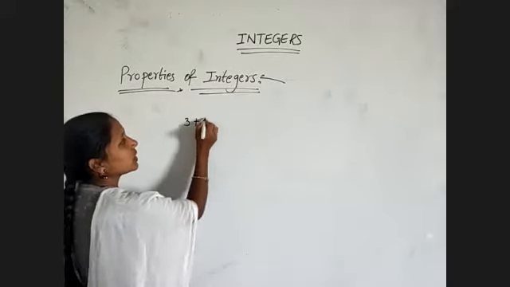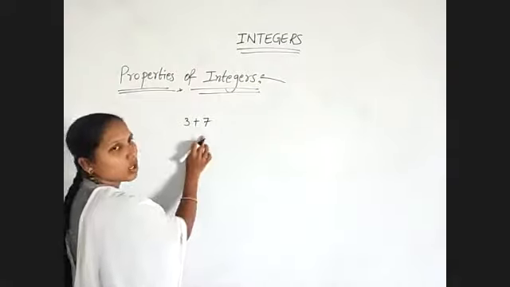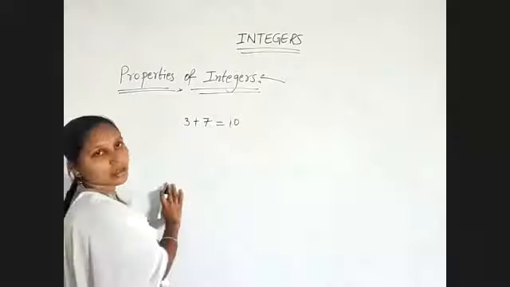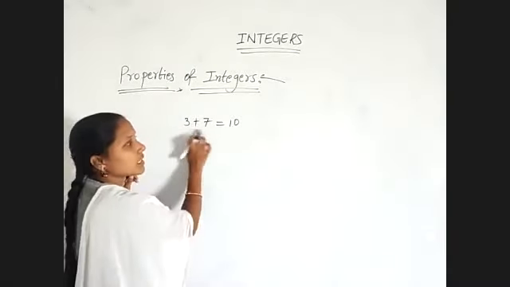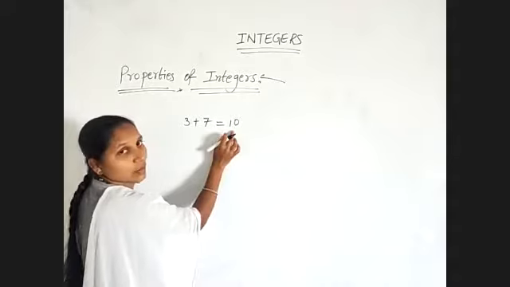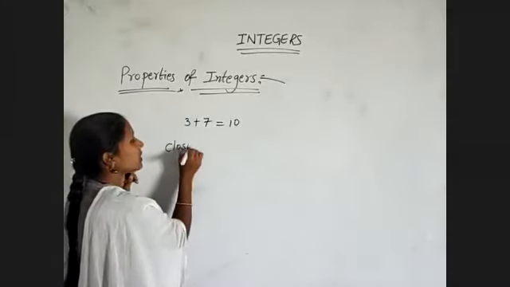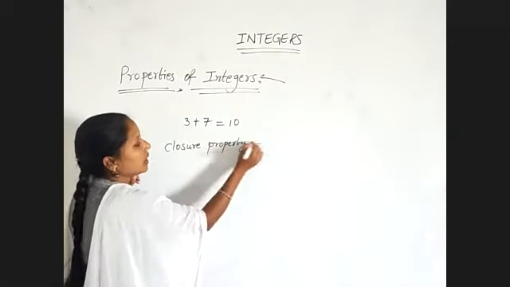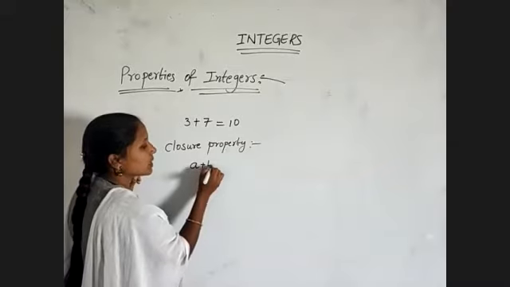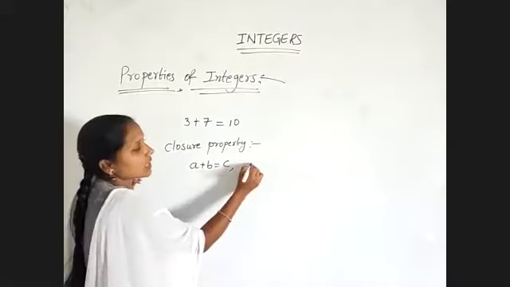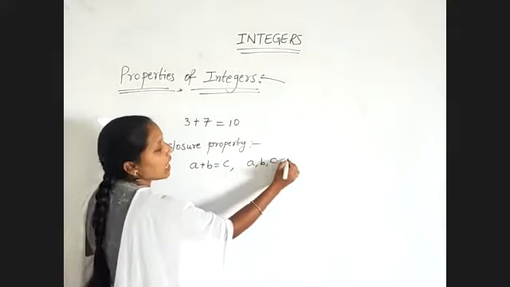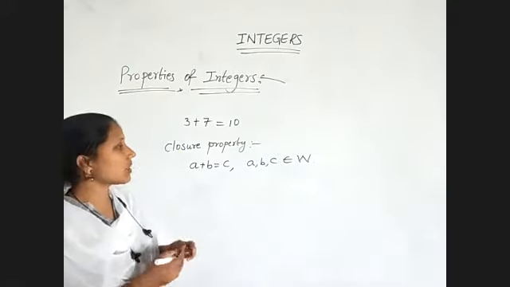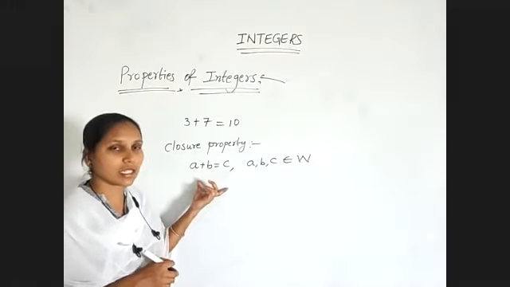For 3 and 7, both are whole numbers. Then what will be the result? 3 plus 7 is equal to 10. 10 also is a whole number. So closure property states that if you are adding two whole numbers, the result also is a whole number. A, B, C all belong to the set of whole numbers. So this is the statement for closure property while we are considering the whole numbers.